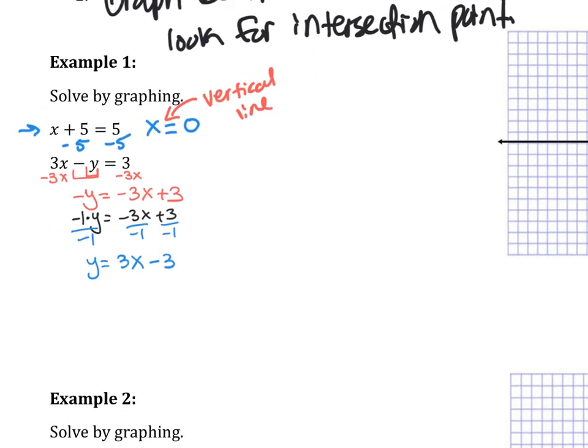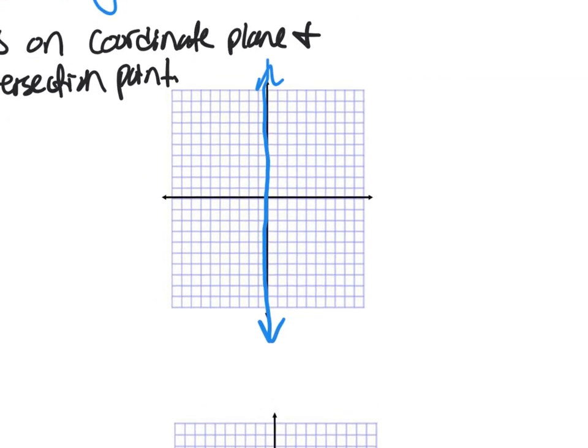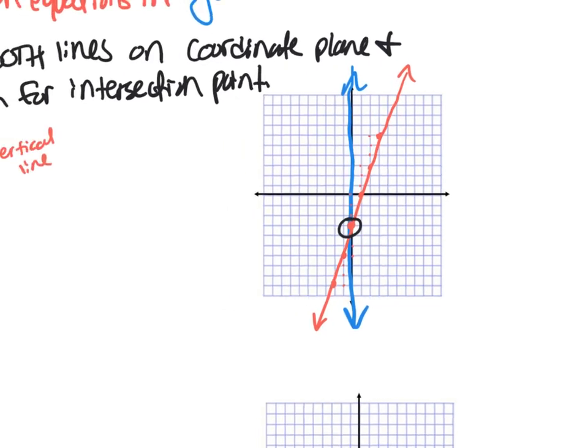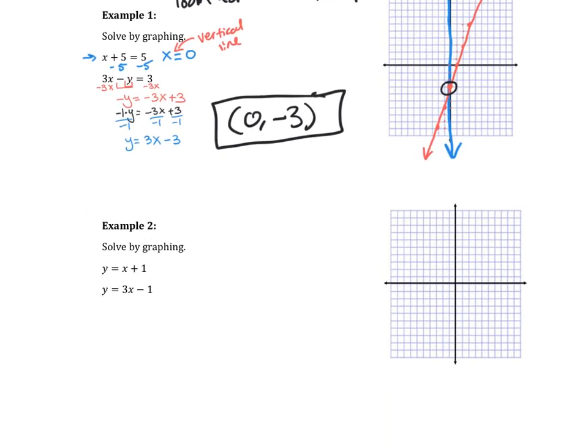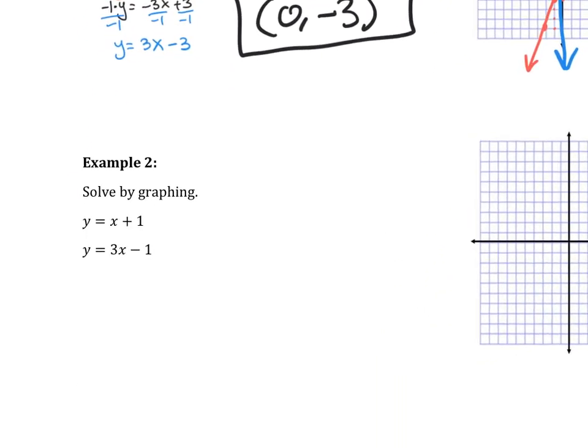So if we graph that one, it has a y-intercept of negative 3 and a slope of 3. So we go up 3, right 1, up 3, right 1, up 3, right 1, or opposite, down 3, left 1. We connect our dots. And so our point of intersection is this point right here. It's the point 0, negative 3. Okay, I want you guys to try example 2. So y is already by itself for both of them. So you're just going to graph those two lines and find the points where they intersect. So go ahead and try example 2.